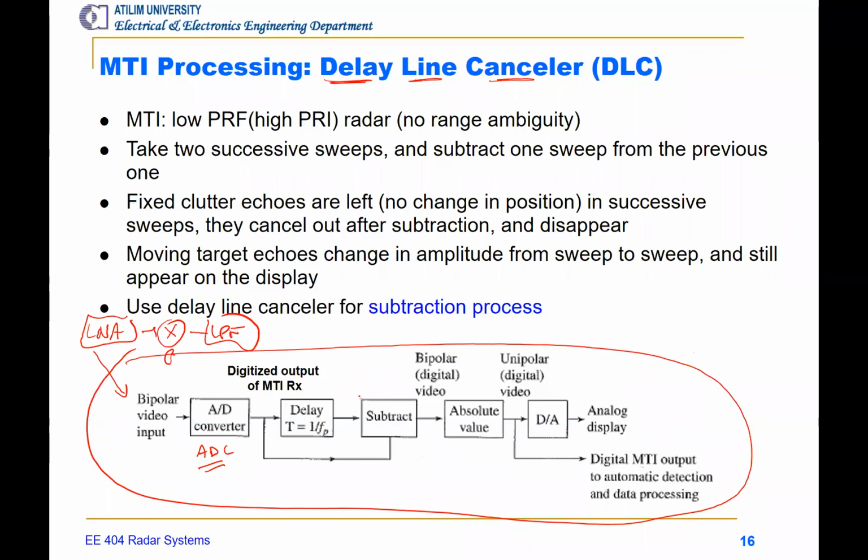We get, let's say, pulse 1 and pulse 2. So there's a 1 TP duration delay. We get the difference, and then we get the absolute value, and then use a digital to analog converter if there is an analog display, to show the variation. If there is a motion, then we will see objects, we'll see targets at those locations.